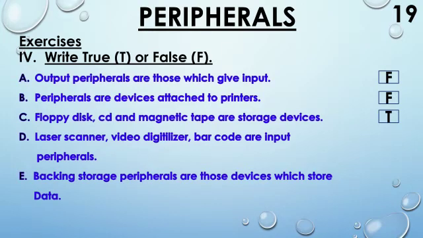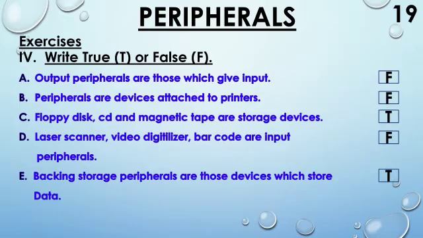D. Laser scanner, video digitizer, barcode are input peripherals. Answer will be false. E. Backing storage peripherals are those devices which store data. Answer will be true. Now true and false has finished.